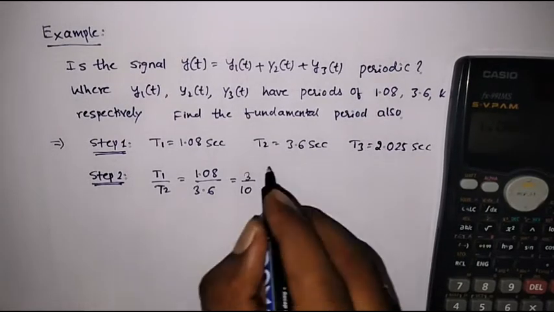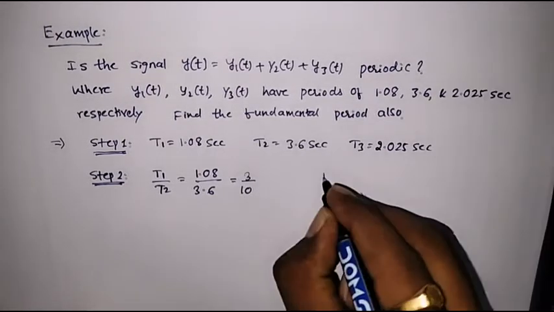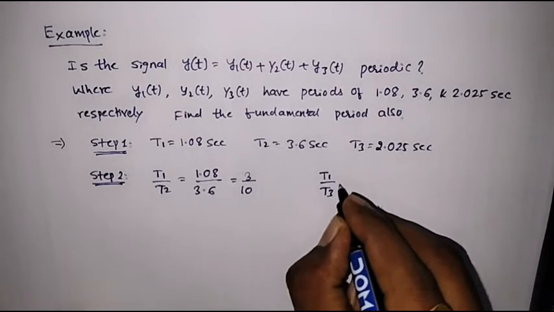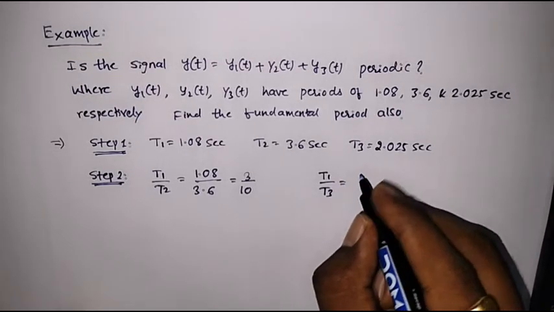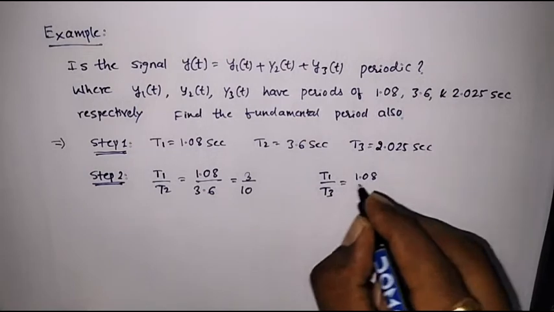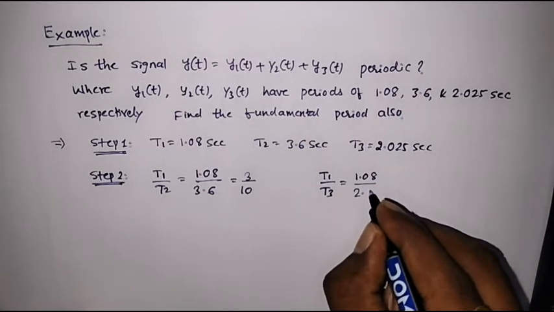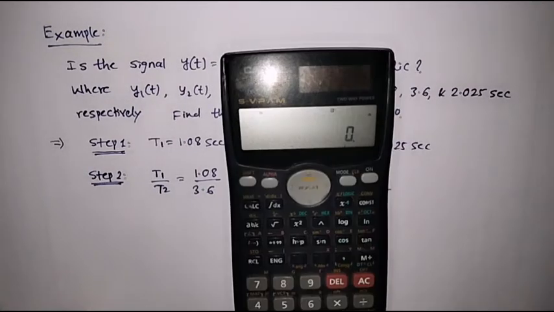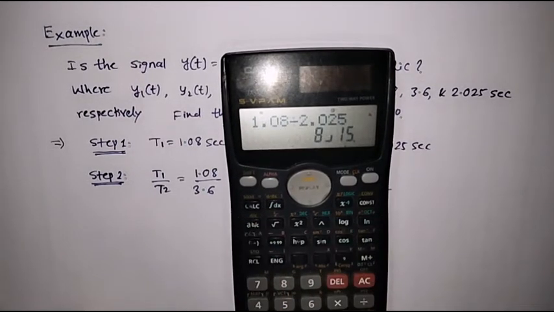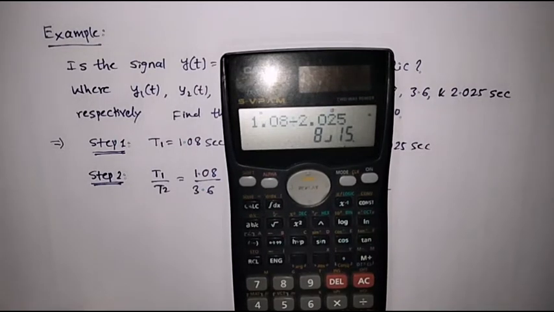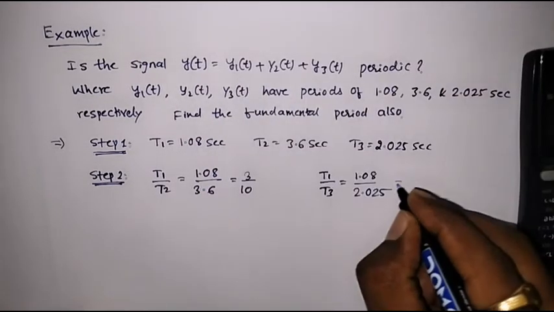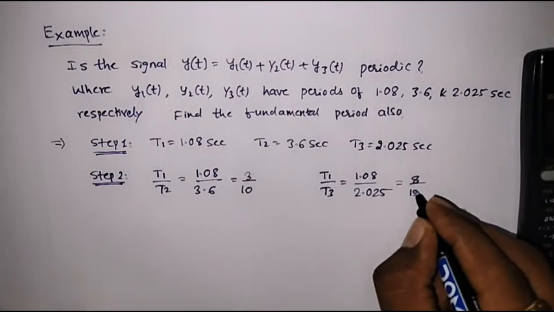Similarly, we'll calculate T1 by T3, which is equal to, T1 value is 1.08, T3 value is 2.025, that is 1.08 divided by 2.025. So press this, we'll get 8 by 15, is equal to 8 by 15.